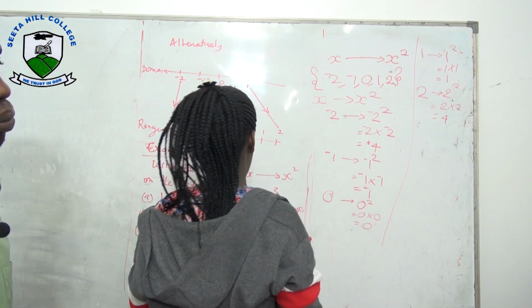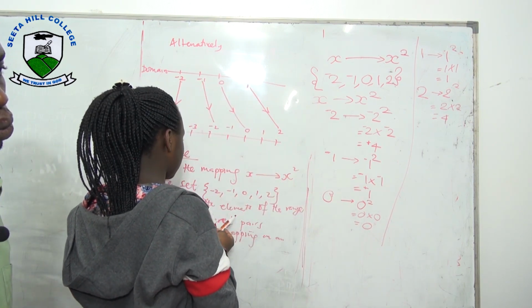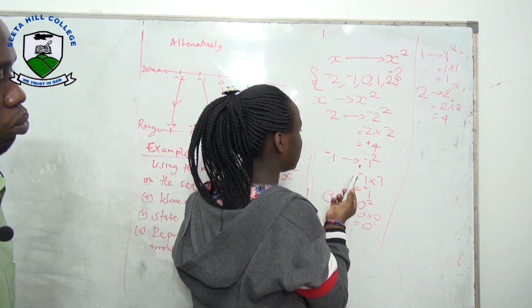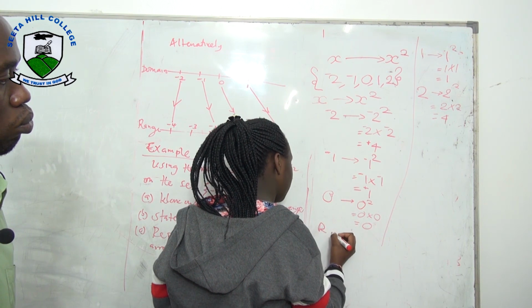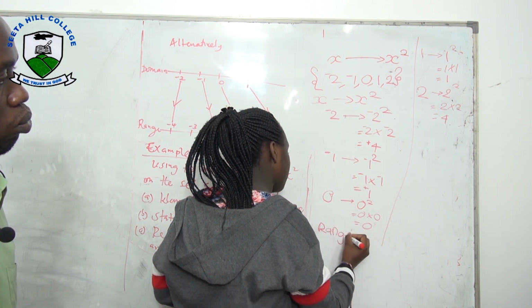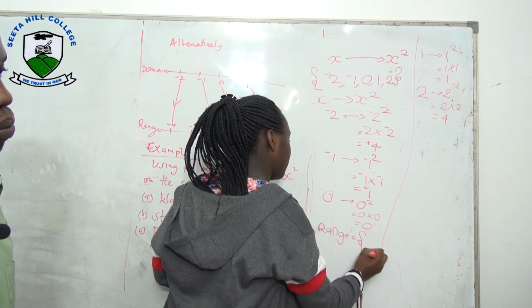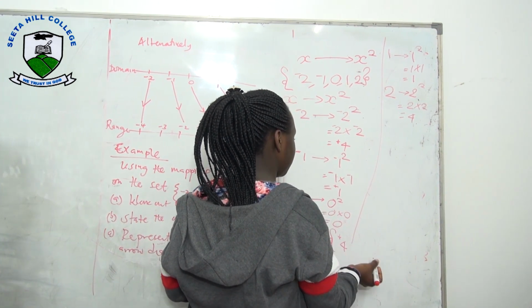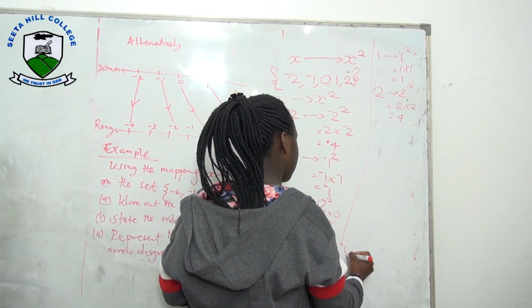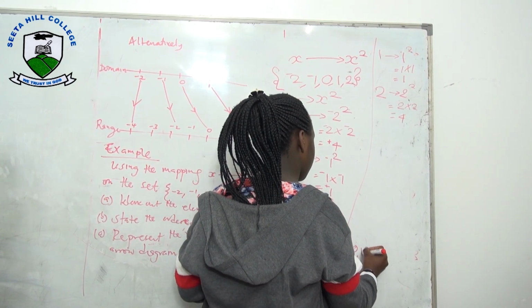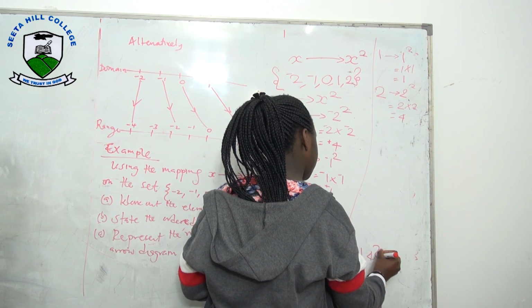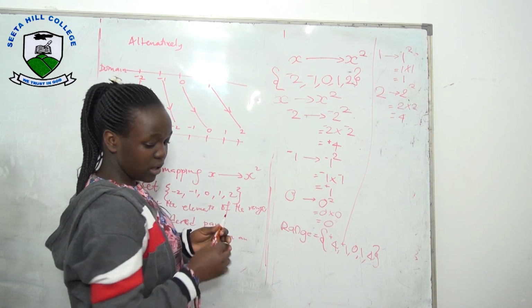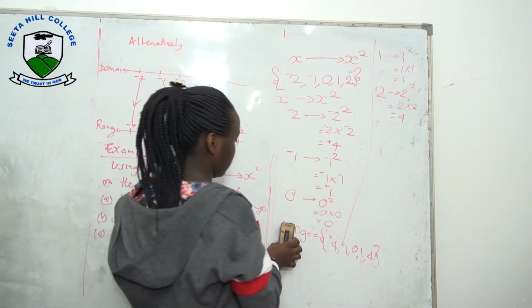So we've already worked out the elements of the range, which are +4, +1, 0, +1, and +4. You don't repeat.